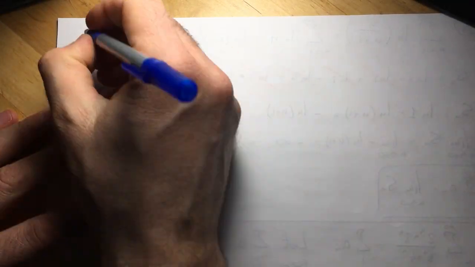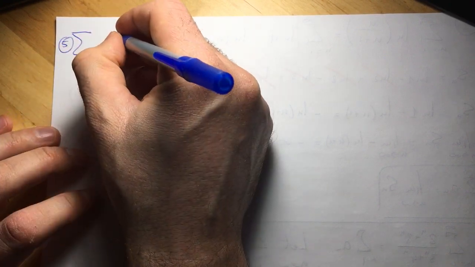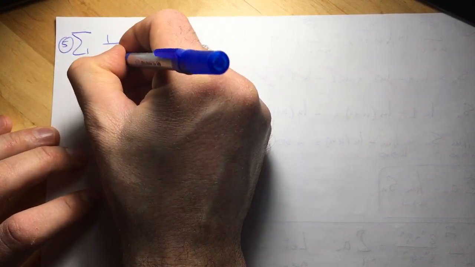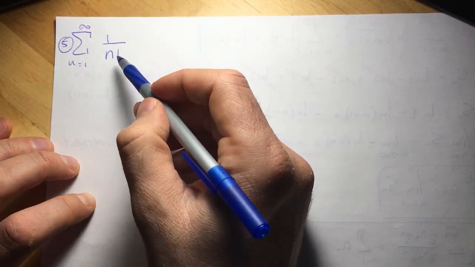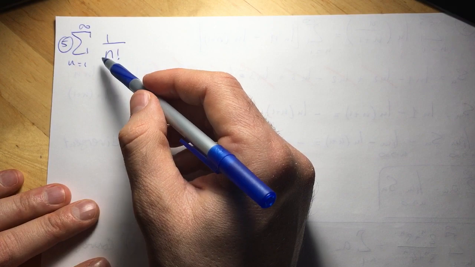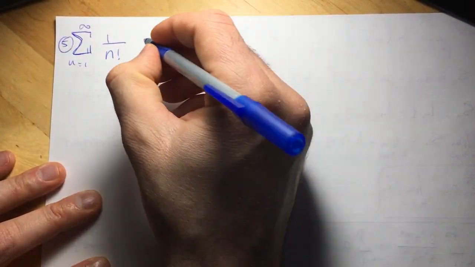Okay, so let us do problem number 5. Sum of 1 over n factorial as n goes from 1 to infinity. And of course we will see another way how to solve this series next week. Okay, but for now, can I solve it? Well, of course I can solve it.